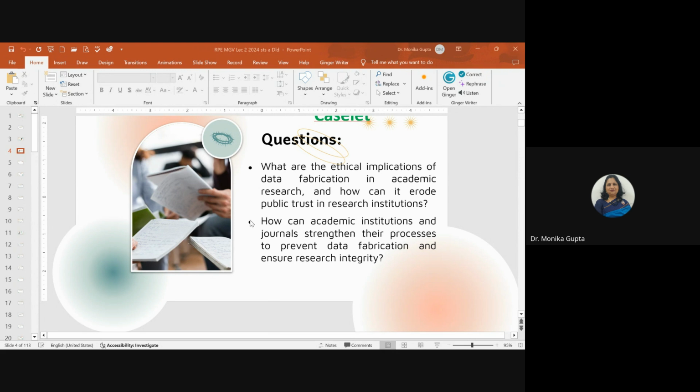So let me sum up. Data fabrication undermines the foundation of scientific inquiry, leading to misleading conclusions and hindering progress. It breaches the trust between researchers, institutions, and the public, compromising the credibility of research findings. The consequences can include loss of funding, damage to reputation, and legal repercussions. And second, how can academic institutions and journals strengthen their processes to prevent data fabrication and ensure research integrity? Yes, please.